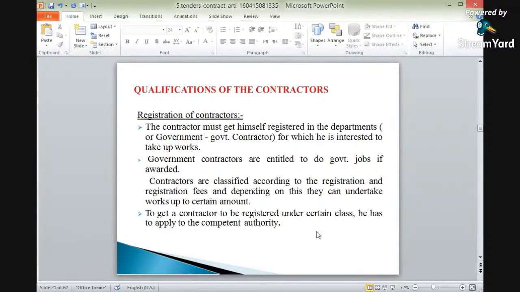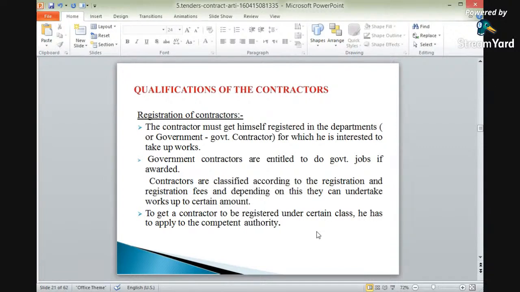Next is nothing but the qualification of the contractors. What is the qualification for the contractors? Registration of contractors. The contractor must get himself registered in the department, that is the government department, for which he is interested to take up work. Okay. So first he should register for a particular type of work.